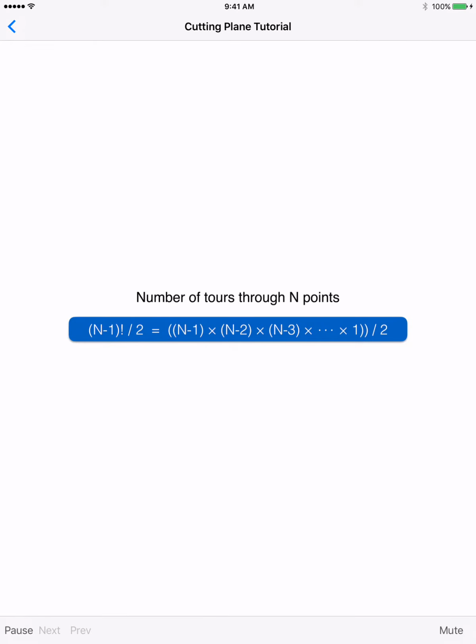It is indeed true that the number of tours grows very quickly as the number of cities increases. For n cities, after designating a starting point we have n-1 choices for the first city to visit, n-2 choices for the second city, and so on down to 1. The product of these numbers is called n-1 factorial. To obtain the number of tours we divide the product by 2, since we do not distinguish between a tour and its reverse order.